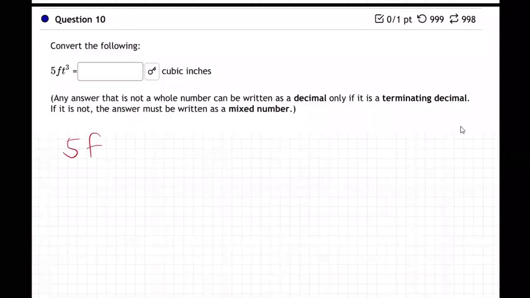So 5 cubic feet. These are foot-by-foot-by-foot cubes. Put it over one. We want to go to cubic inches. I think you know the drill. We're going to multiply. We're going to put feet down here. We can go to inches.